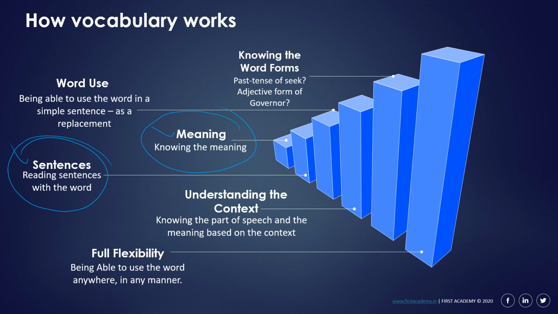And then we try to use the word while we are speaking. And then we try and understand the context in which the word appears. Finally, we move on where we try and use the different forms of that particular word. And once we are through with these 5 steps, we try and make sure that we attain full flexibility. Now, this is the actual learning process.